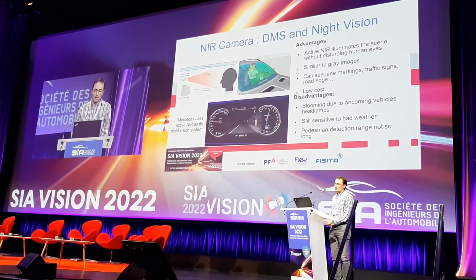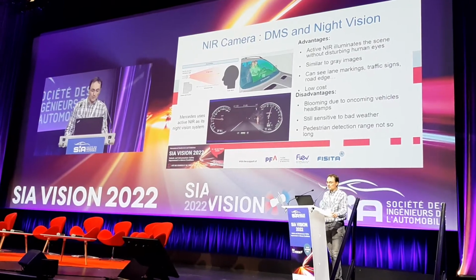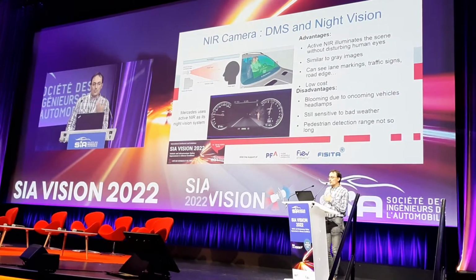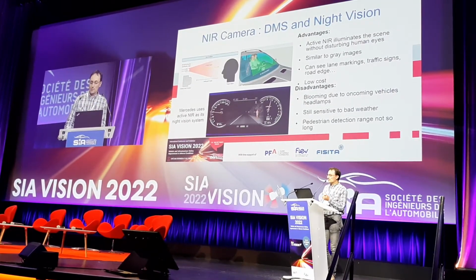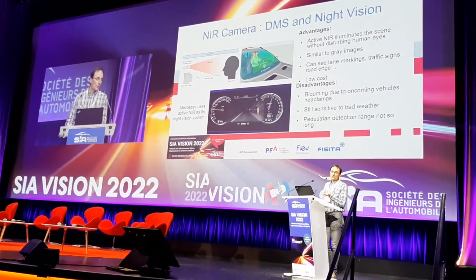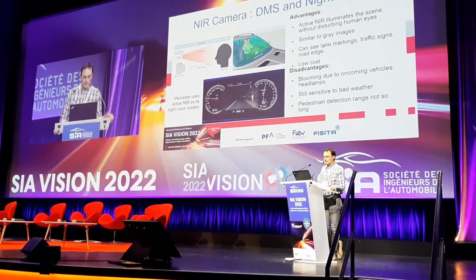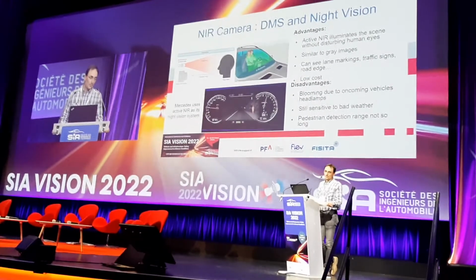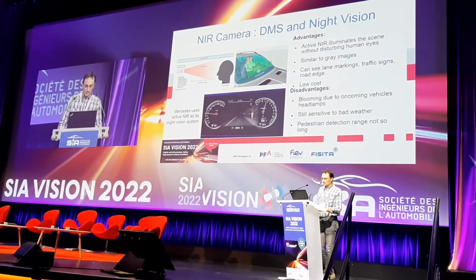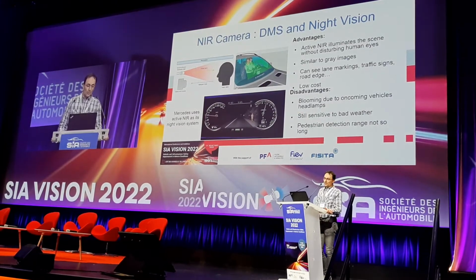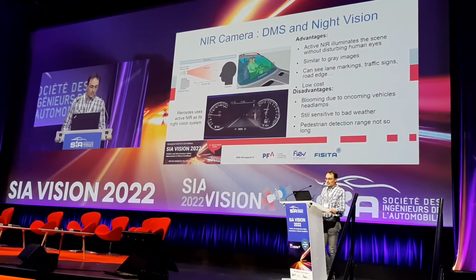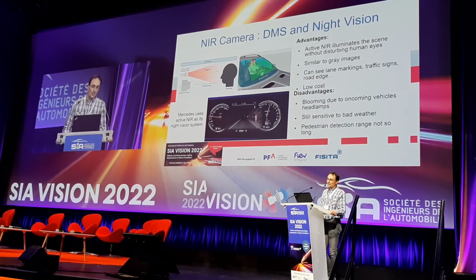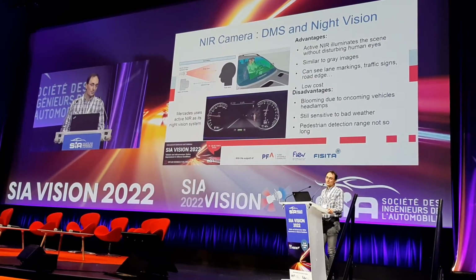Near infrared cameras are used, for example, for driver monitoring systems because we can illuminate the scene with near infrared light. We don't see it, so it will not disturb the driver, and it allows us to always have a good illumination of the face of the driver. A common usage is also what we call night vision, so associated with good illumination, we will see at night without disturbing the other drivers, for example.